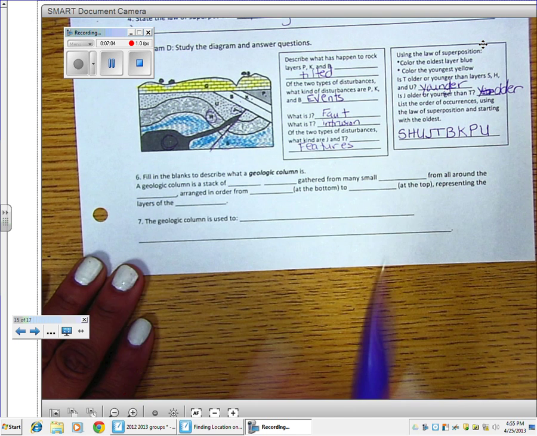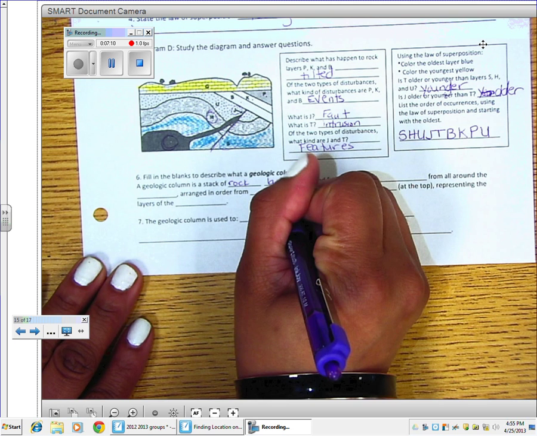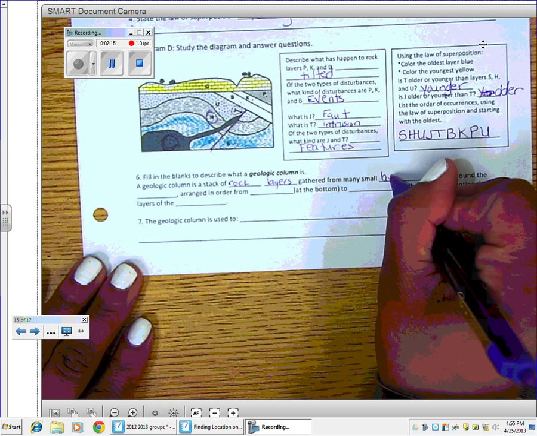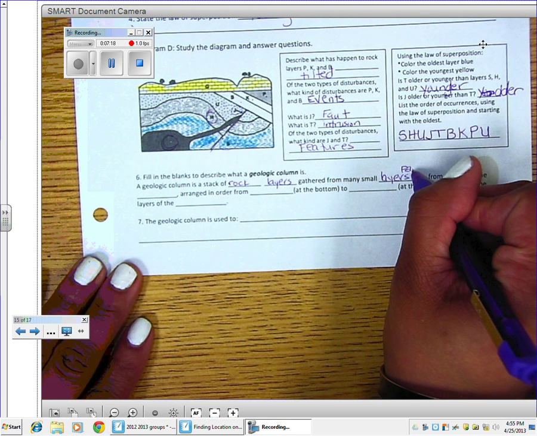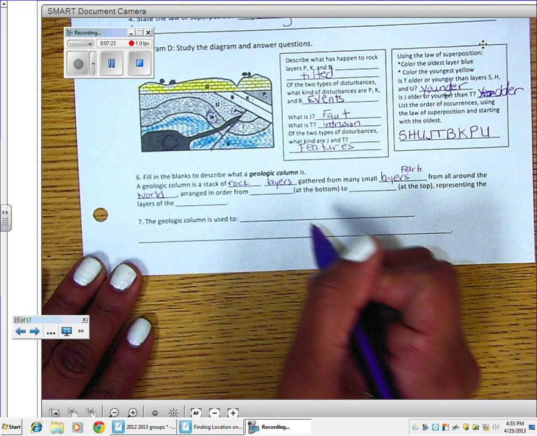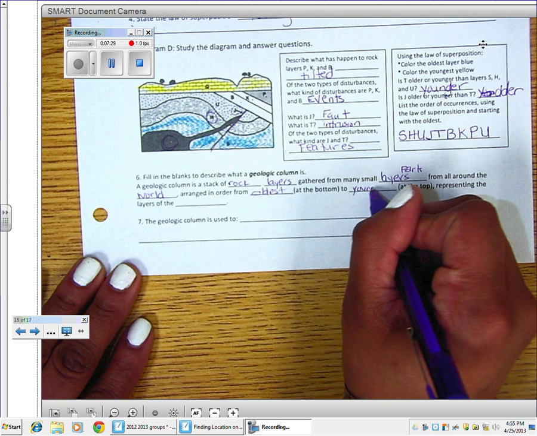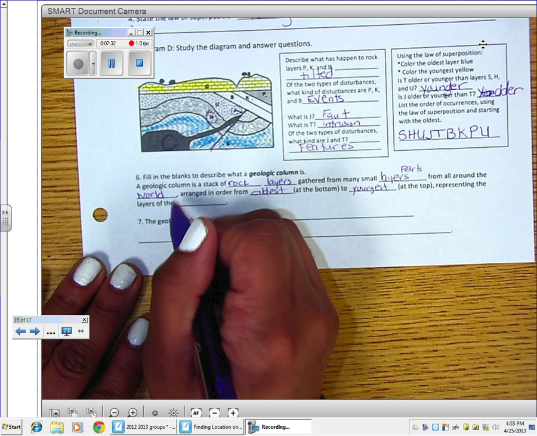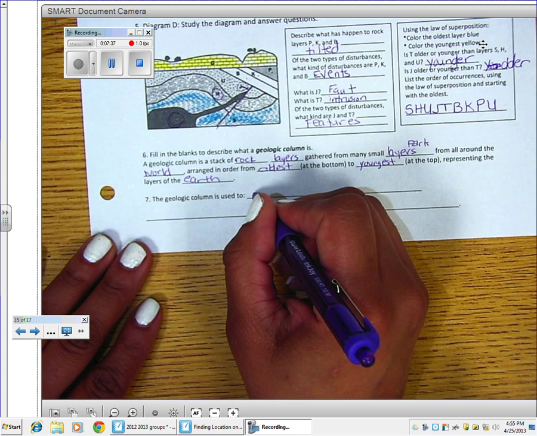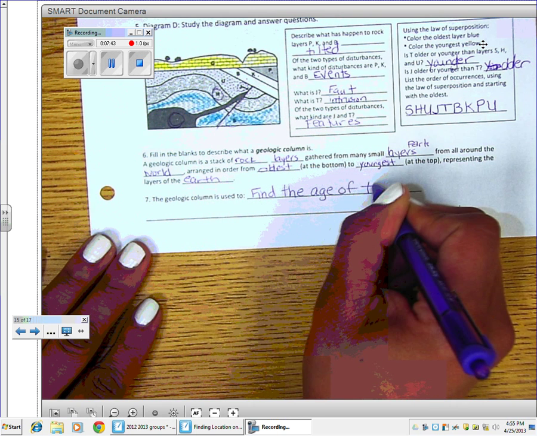We're going to fill in the blanks for the geologic column. A geologic column is a stack of rock layers gathered from many small layers or parts from all around the world. Arranged in order, at the bottom is oldest, at the top, youngest, representing the layers of the earth or world. The geologic column is used to find the age of the earth.